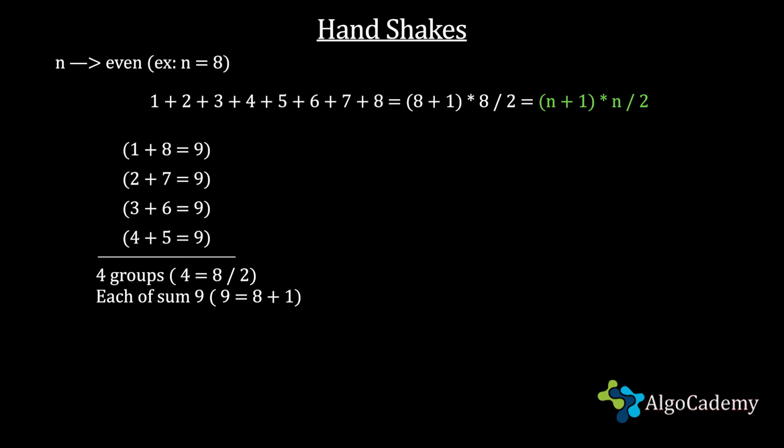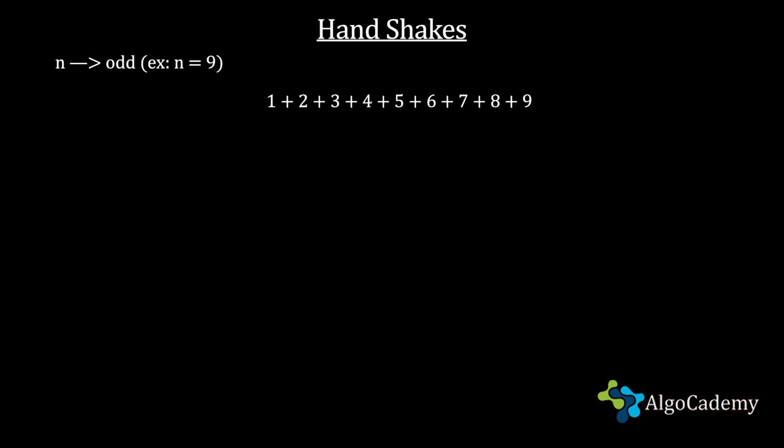You can pair 1 with n, 2 with n minus 1, 3 with n minus 2, and so on and so forth. And because n is even, you will get a total of n divided by 2 pairs, and each of them will have a sum of n plus 1. Therefore, the formula is (n plus 1) times n divided by 2.